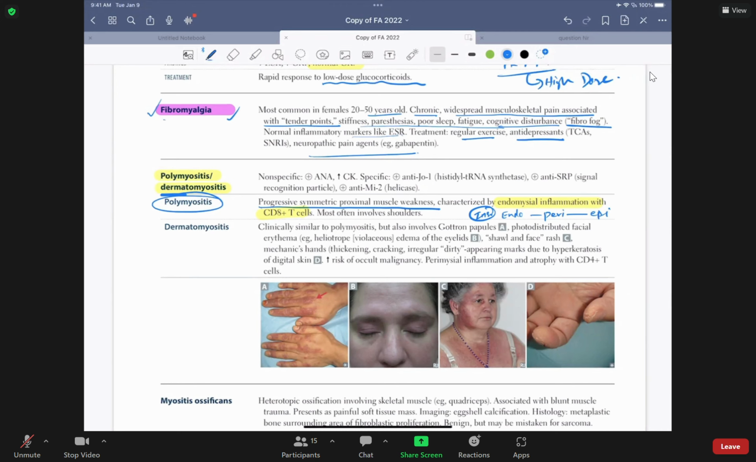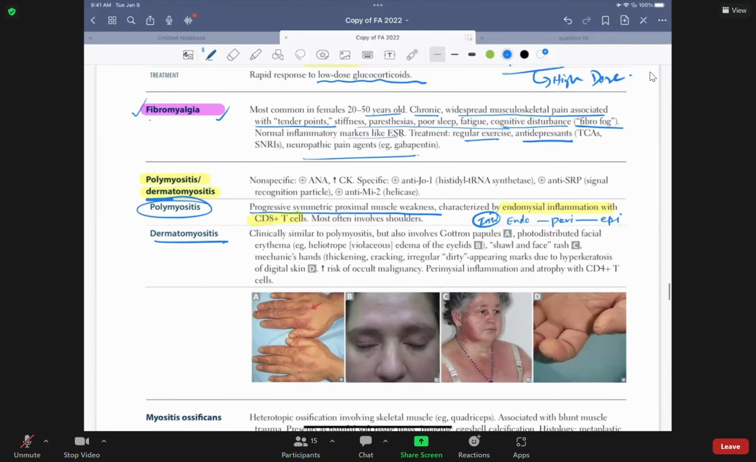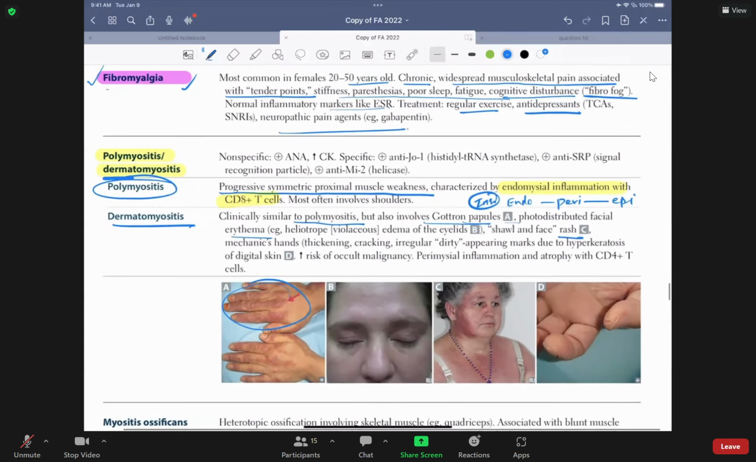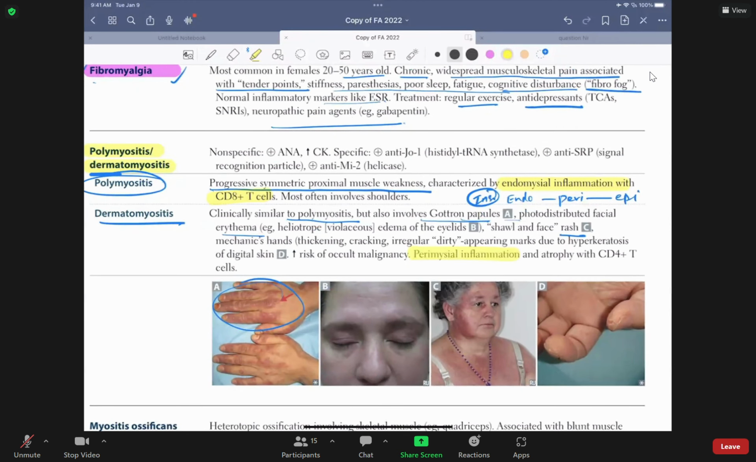All right. And CD8. Now, dermatomyositis is very similar to polymyositis, but involves the skin. Gottron papules, you could see the picture. Then they have a facial erythema, rash, all of them. So what is the problem here? This is a perimysial inflammation with CD4. So it's very hard to remember. First one, endomysium and CD8. This is perimysium and CD4. You have to remember. At least we know there's nothing involving epi. Is that clear, folks? So that's endo and peri.